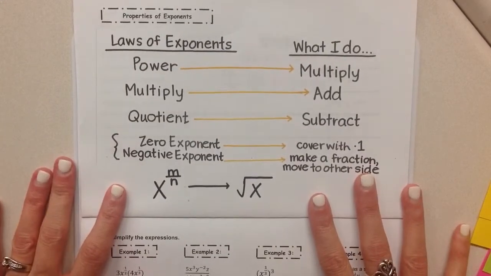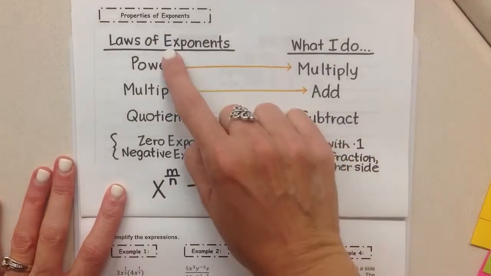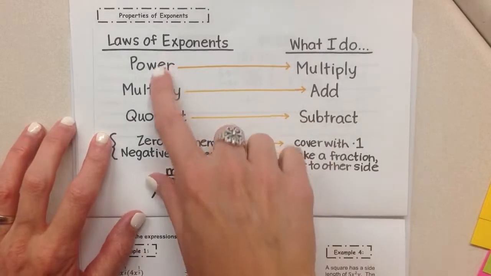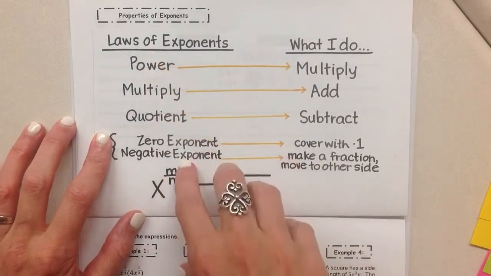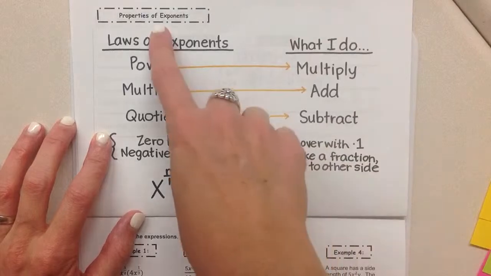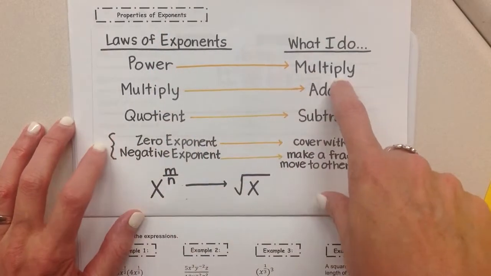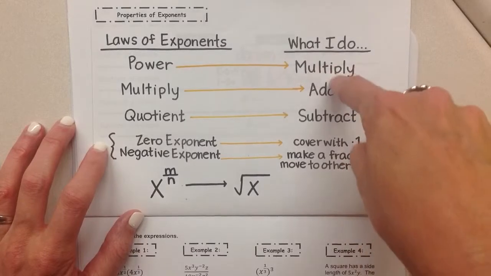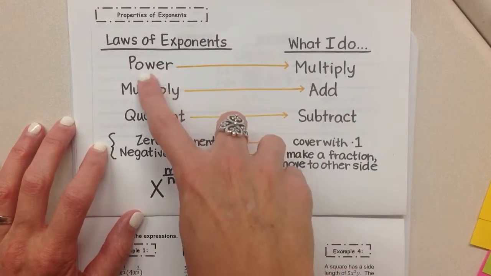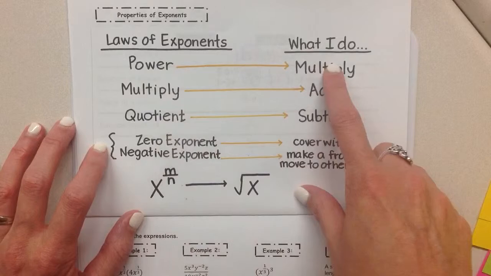Okay, so for this lesson in category 1, we're going to review laws of exponents. So remember, you have two things that you have to remember with your laws of exponents. You have the order of the laws that you have to work, but you also have to remember what operation you are going to perform on the exponents. So we're going to start with the power law, and you multiply.